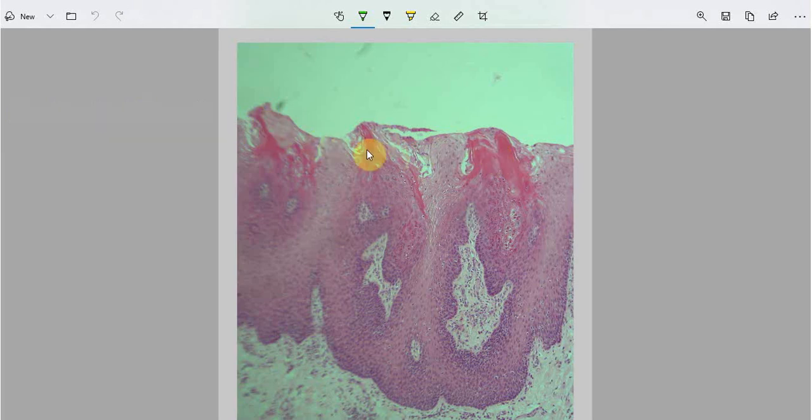No taste buds are associated with these papillae. So they do not have any taste receptors. So this is a brief overview about the filiform papillae.